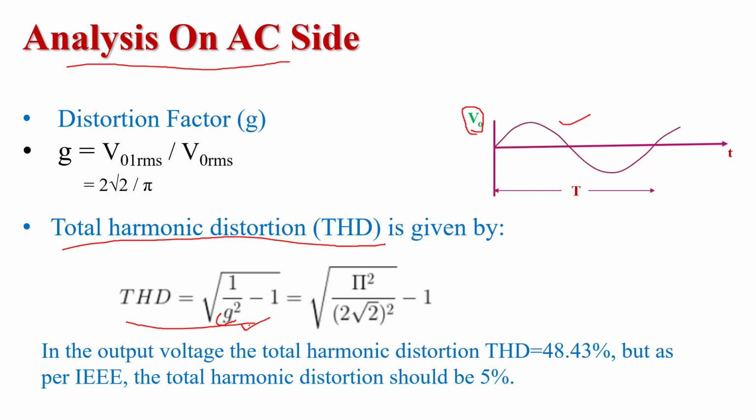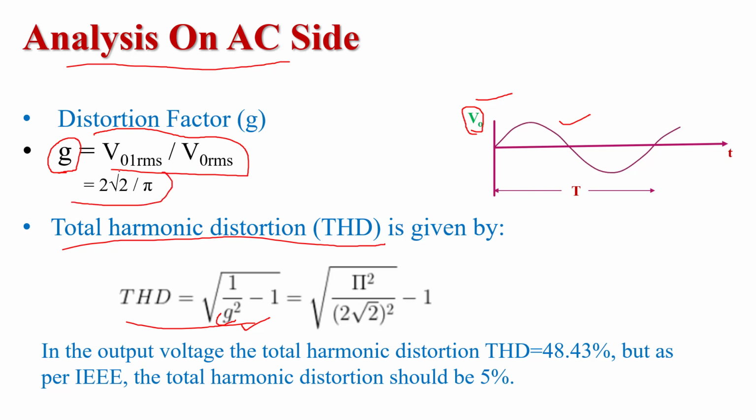How to calculate this distortion factor? This distortion factor tells us how much distortion is present in the output voltage waveform. And this will be calculated with the help of this formula: the RMS value of the first fundamental component of the output voltage and the RMS value of the output voltage. So by putting these two values, we get the distortion factor.